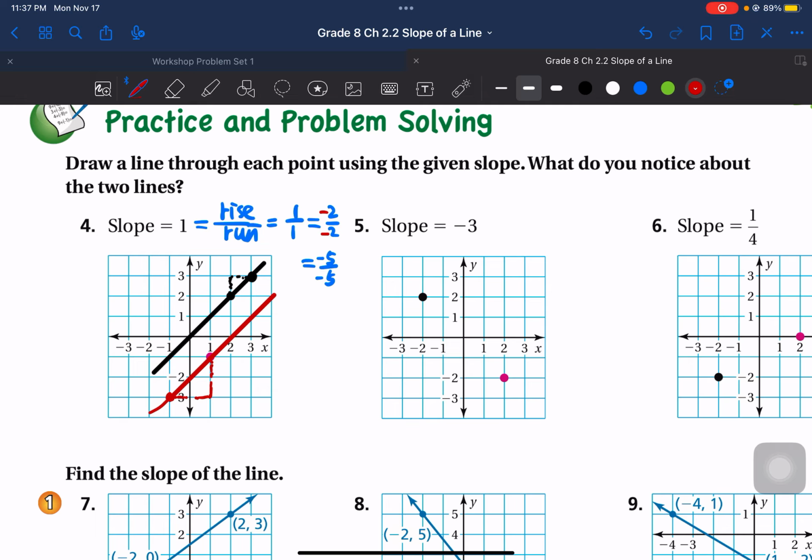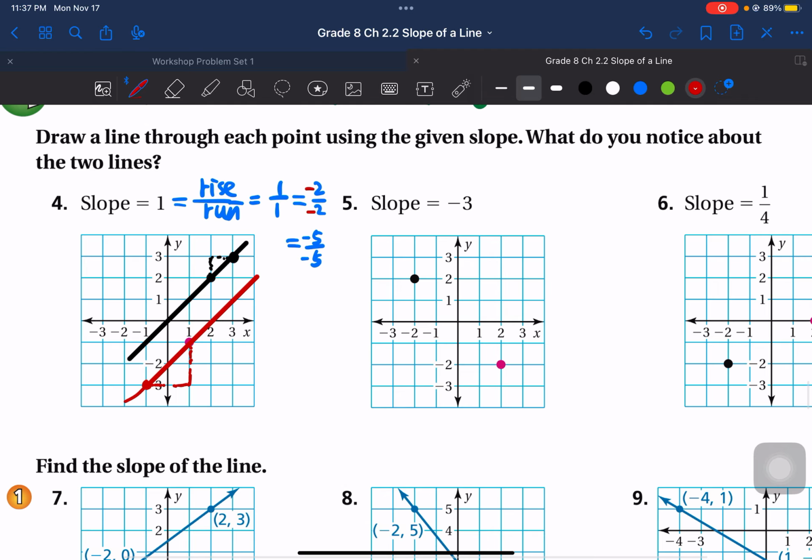And what do you notice about the 2 lines? You should notice that they are parallel to each other. We did this in the first lessons in this chapter. We talked about when 2 lines have the same slope, the 2 lines should be parallel to each other. So that's question 4.